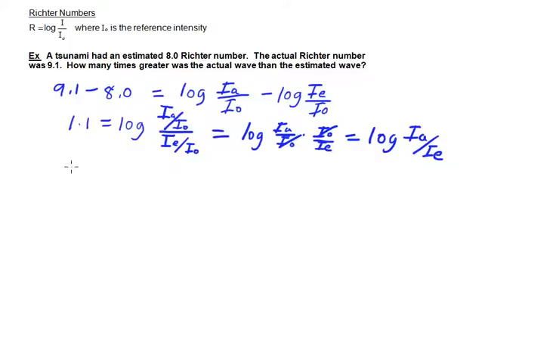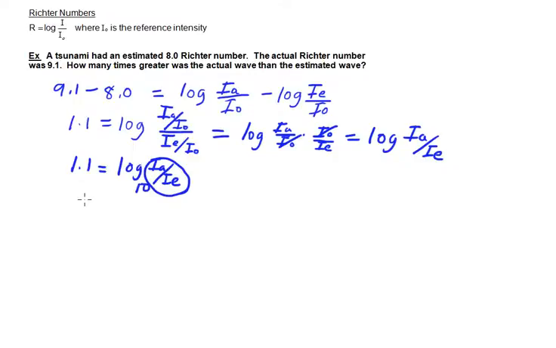So putting the parts of this equation together, we get 1.1 on the left is equal to the log of this ratio, log of IA divided by IE. Now, if you take a look at the question, it asks how many times greater was the actual wave than the estimated wave. And so this how many times greater is this ratio, IA divided by IE. So the only thing we need to do now is to isolate this ratio, IA divided by IE.